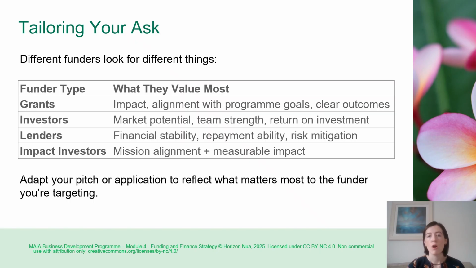Lenders like banks or microfinance providers are focused on risk. Can you repay the money? Do you have a reliable income stream or security? Your track record, financials, and cash flow matter here. Impact investors sit somewhere in the middle. They want a return, but they also expect measurable social or environmental outcomes. So the key takeaway, do your homework, adapt your language, your ask, and your materials to fit what your funder values most. One size definitely doesn't fit all.